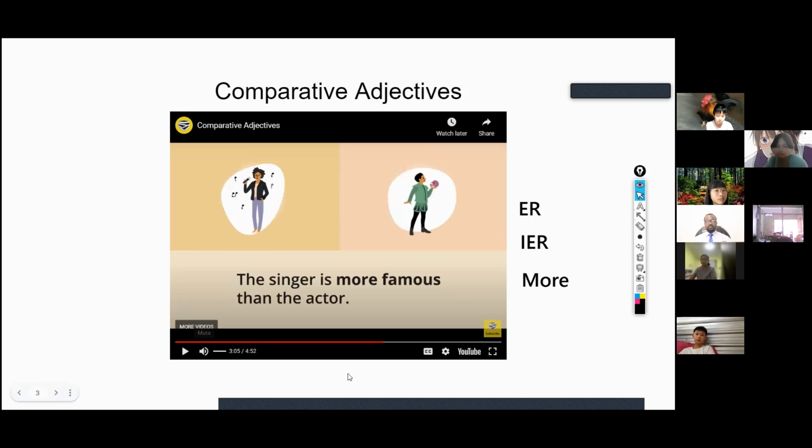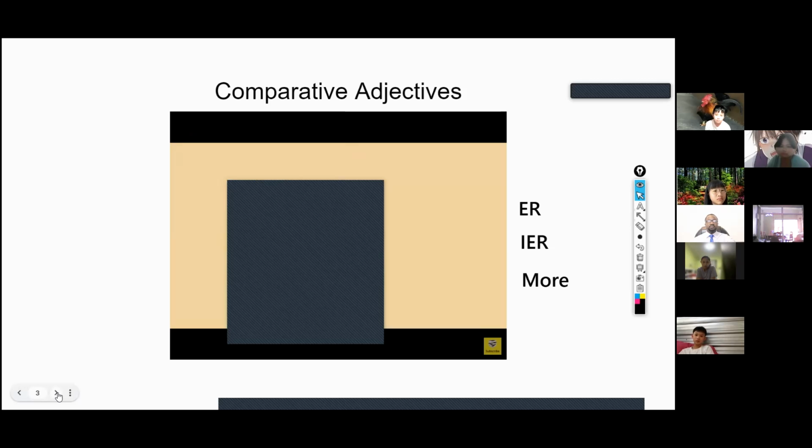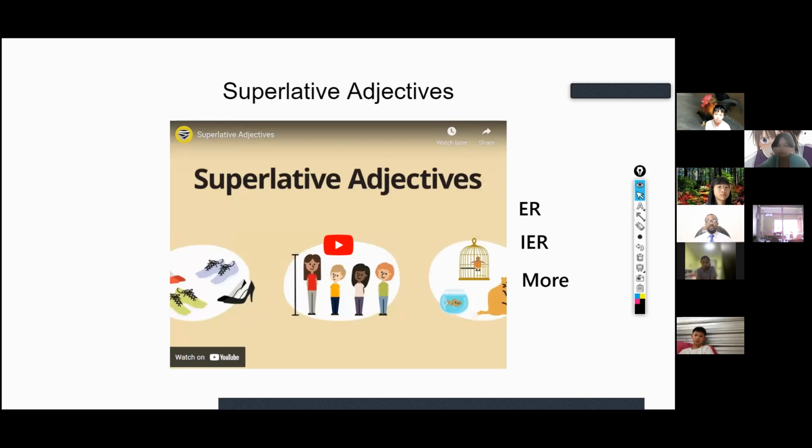So guys, wait 1 second here. Comparative, superlatives. Let's see if we can find the superlative. Okay, good. All right, so let's focus on superlatives here. So let me erase this here. Let's go on to superlatives.